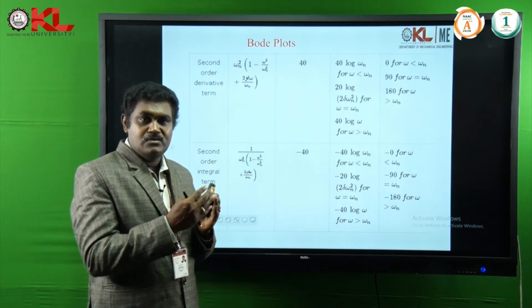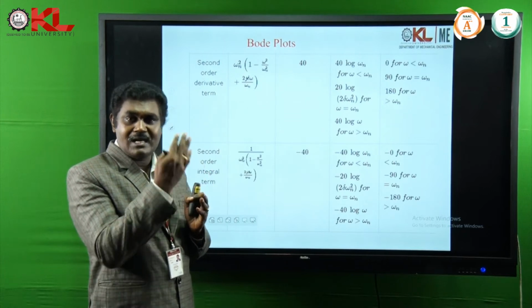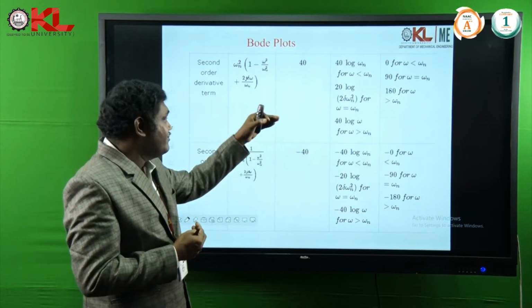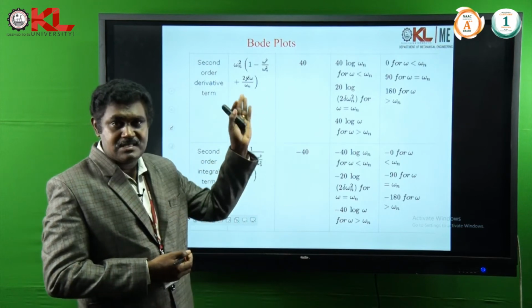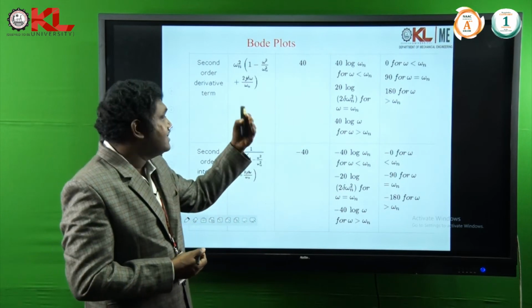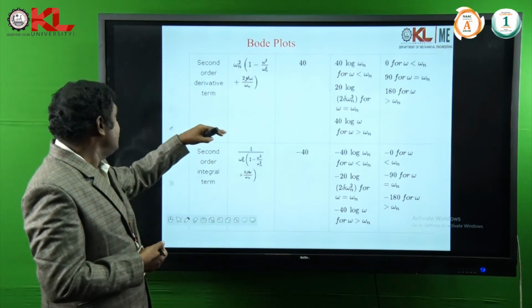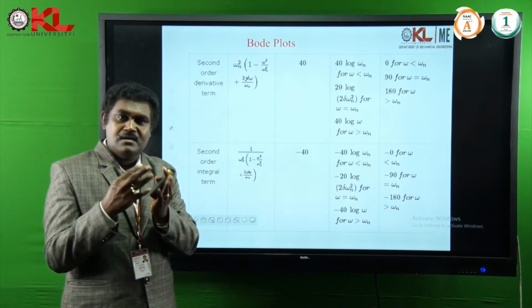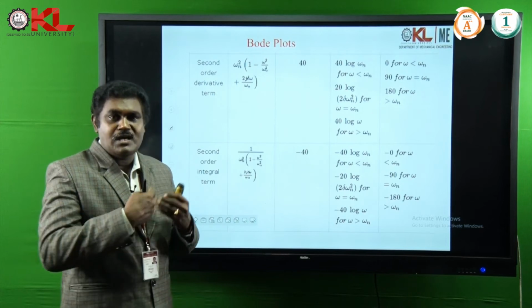So, whether omega is less than omega n, equal to omega n, or greater than omega n, at these 3 different stages we obtain 3 different magnitude values. Now, we have to find the phase angle also: 0 if omega is less than omega n, 90 degrees if omega is equal to omega n, and 180 degrees if omega is greater than omega n. So, this is for the second order derivative term. If a given transfer function has the second order derivative term, then we have to use this concept to find the magnitude and phase angle.